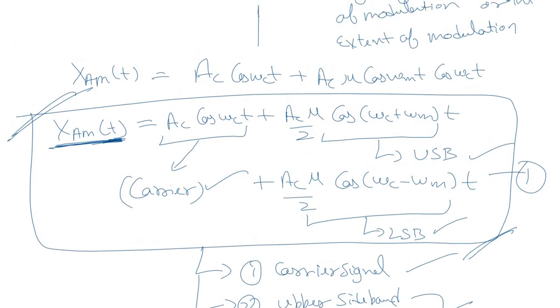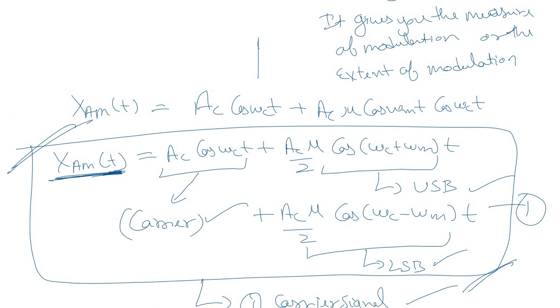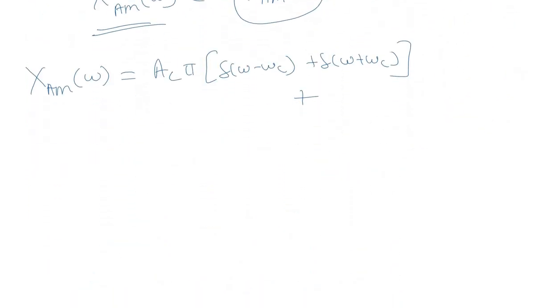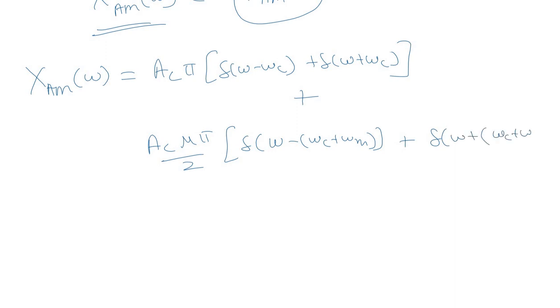What is the second term? Second term is also a cosine signal. So the Fourier transform will be again in the form of impulses, shifted impulses by ω_c plus ω_m. Alright, so let us write down the Fourier transform of the second component. That is, it will become A_C μπ/2 [δ(ω − (ω_c + ω_m)) + δ(ω + (ω_c + ω_m))].